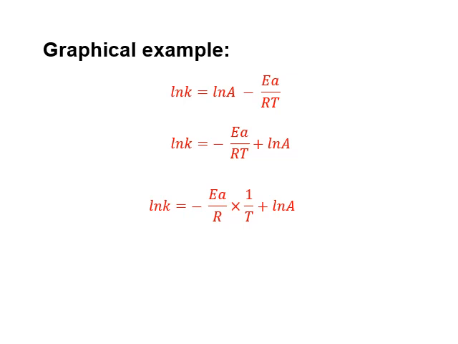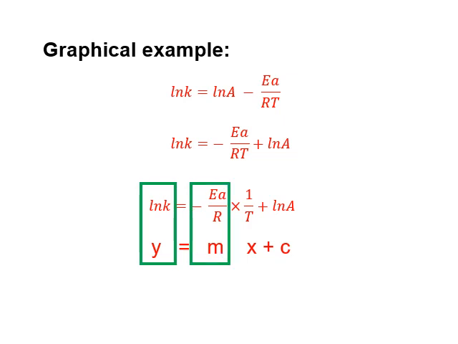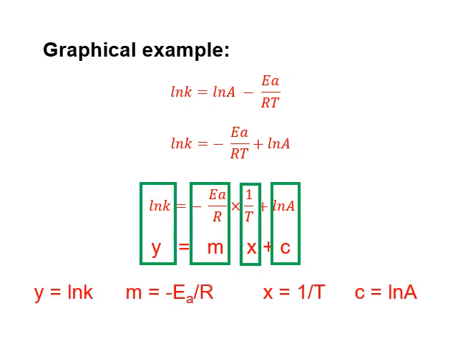And you may be able to start seeing how this is going to become a line equation. So for a line equation, we need y equals mx plus c. So y will be, in this case, ln of k. m will be minus EA over R. x will be 1 over T, T being the temperature. And then c will be ln A. So for a graph, on the y-axis, we would plot ln k. On the x-axis, we would plot 1 over T, and that would mean that the y-intercept c would be ln of A, and the gradient would give you minus EA over R.